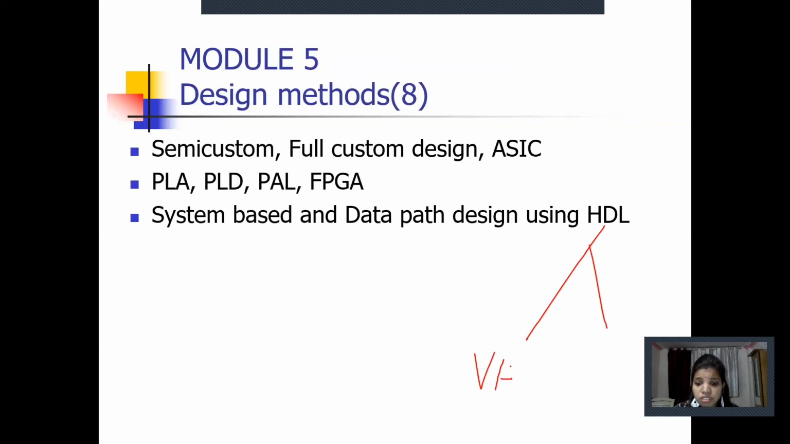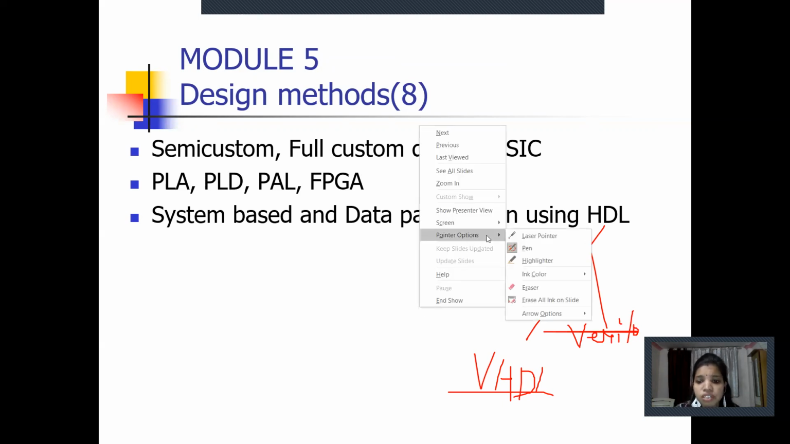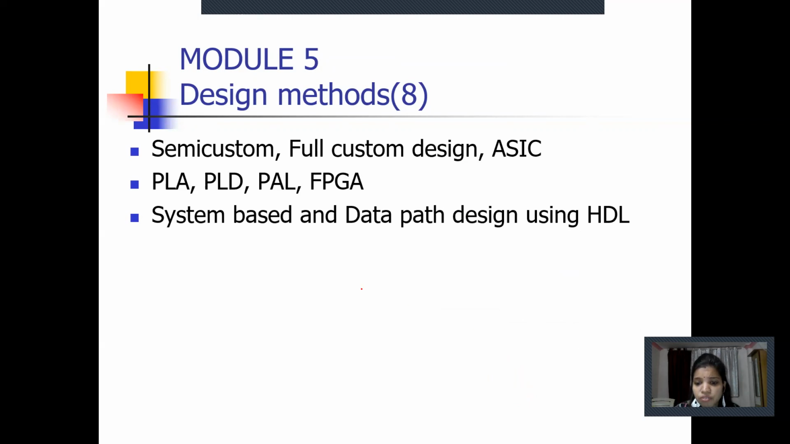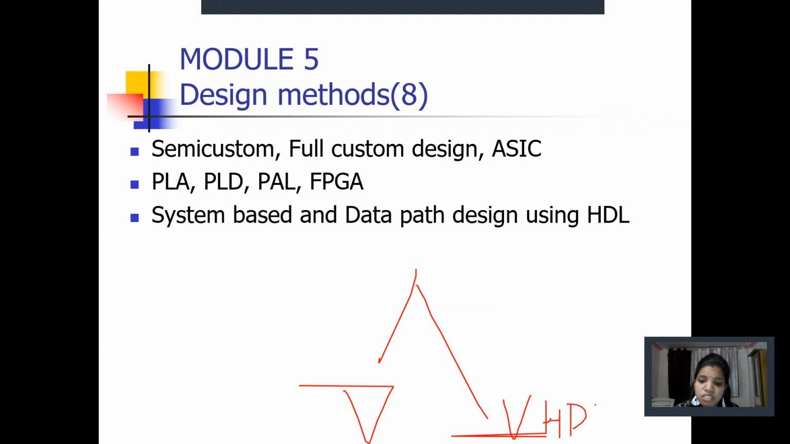So in exams, it will be written as write code using HDL. So now it's your choice. You can use either Verilog or VHDL. I'll try to cover both, but mainly I'll cover VHDL. Okay, so Verilog and VHDL, these two languages we will learn in this module. Okay, this is Verilog. So this is module 5.